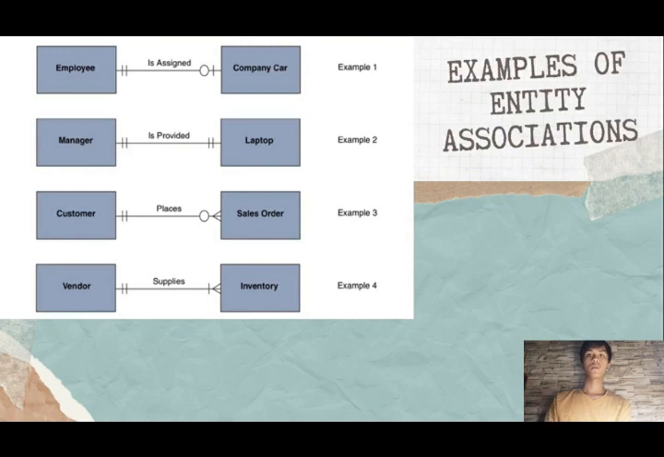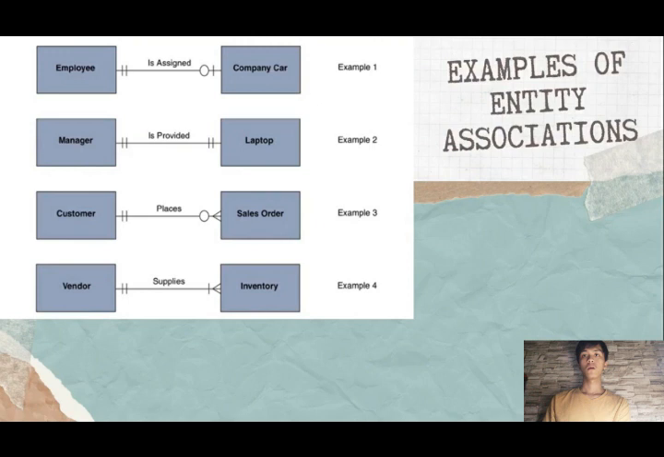Example number 4 represents a situation in which each specific item of inventory is supplied by one and only one vendor, and each vendor supplies one or many inventory items to the company.